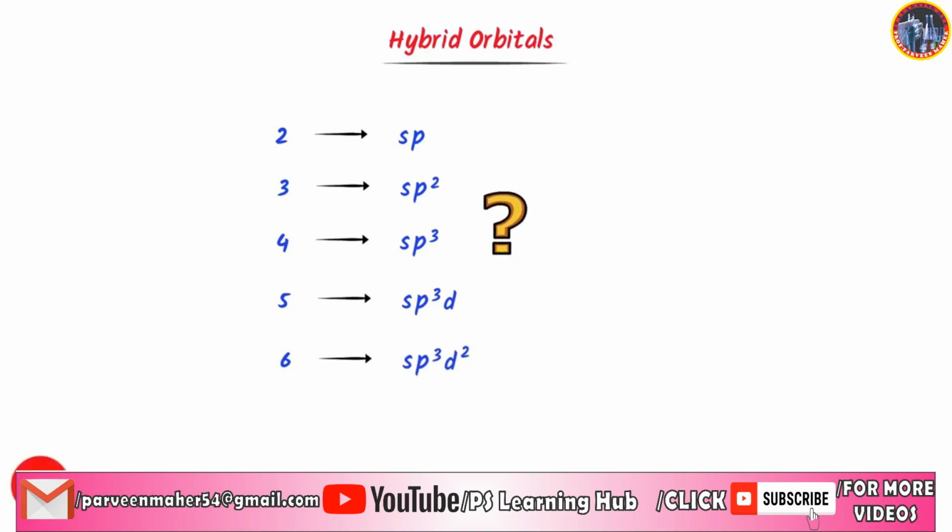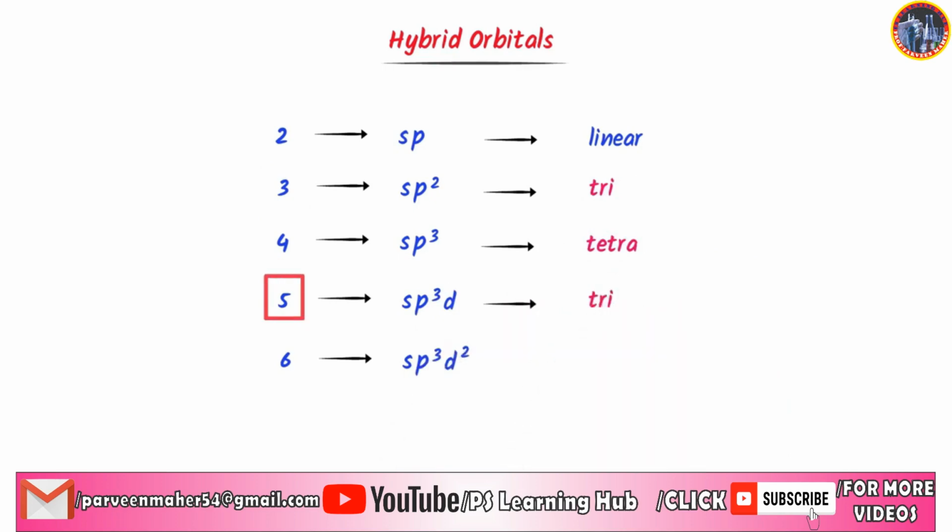Now what about their geometry or shapes? Well, we know that when the hybridization is sp, the geometry of the molecule is linear. Now we know that 3 means tri, 4 means tetra. In case of 5, I write tri which means 3 and I write bi which means 2. In case of 6, I write octa. Remember that octa means 8, but here we use it for 6.